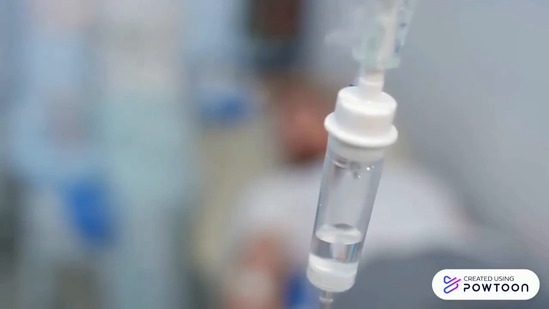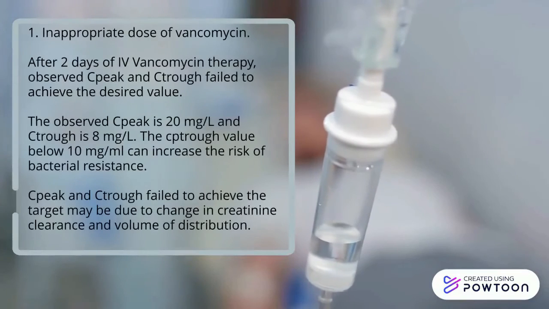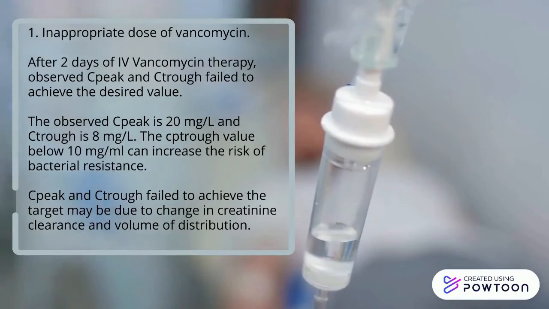The next drug-related problem is the inappropriate dose of vancomycin. After 2 days of IV vancomycin, the observed C-peak and C-trough failed to achieve the desired value. The observed C-peak is 20 mg per liter and C-trough is 8 mg per liter. A C-trough value below 10 mg per liter can increase the risk of bacterial resistance. C-peak and C-trough failing to achieve the target may be due to change in creatinine clearance and volume of distribution.